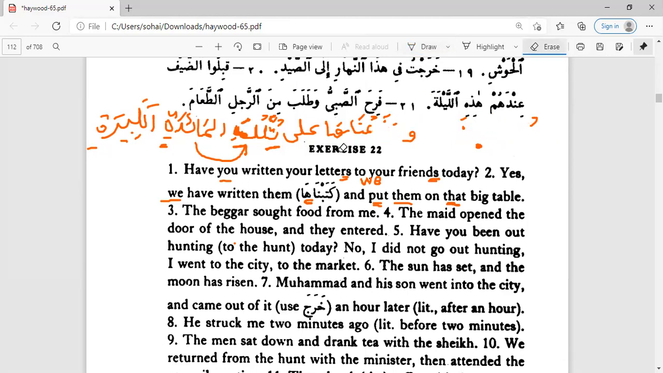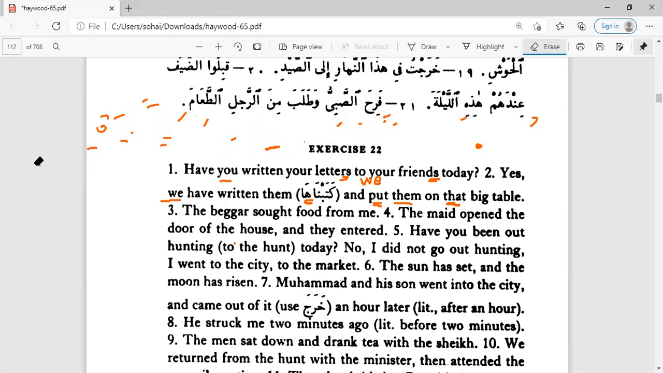Number 3 is the beggar sought. Sought means demanded. It's a nice way of saying sought. I think this one I'll leave it to you. When you say "from me", how do you say "from"? Min. And it's going to be minni, right? So you just work out the rest.